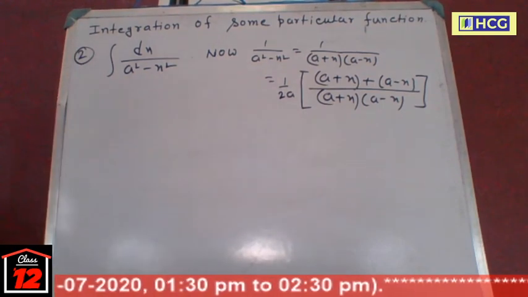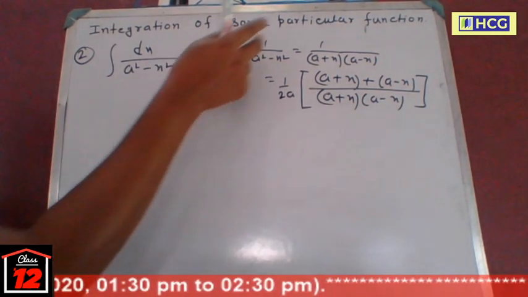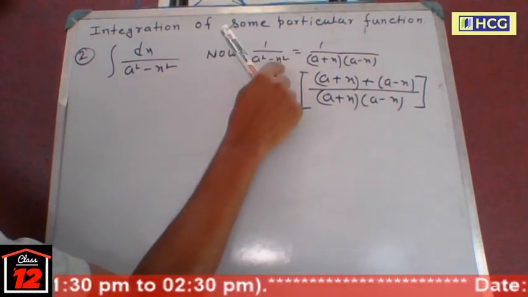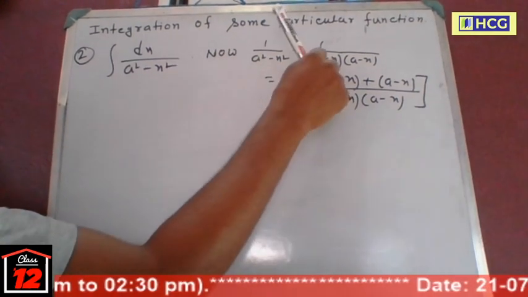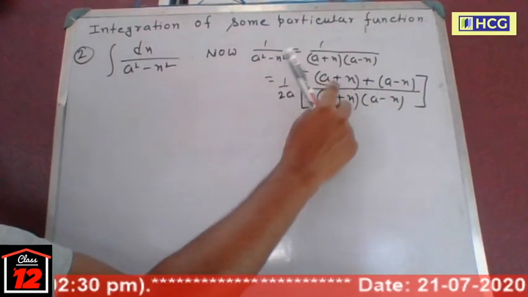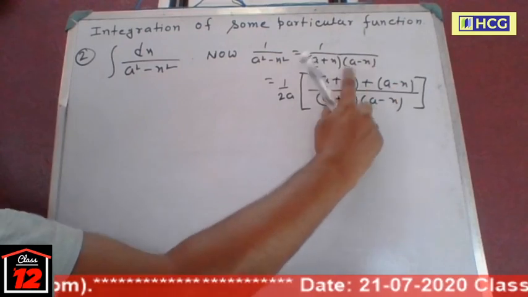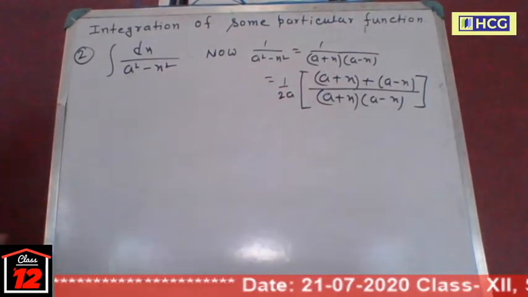Now integration dx by a square minus x square. So now only the integrand 1 by a square minus x square. Now a square minus x square is of the form a square minus b square, a plus b into a minus b, so a plus x into a minus x. Now 1 equals a plus x plus a minus x, so plus x and minus x cancel. So this is 2a. Therefore we divide by 2a.